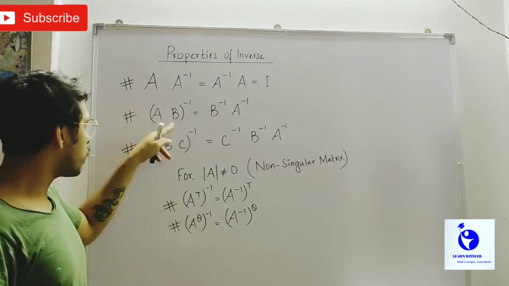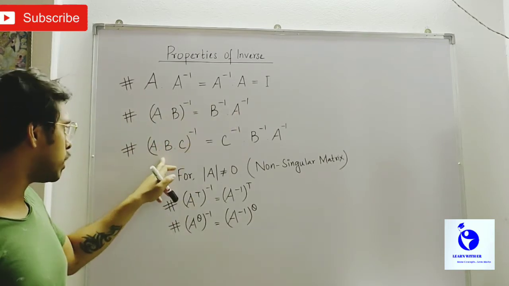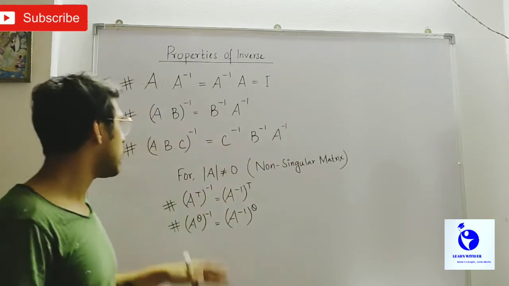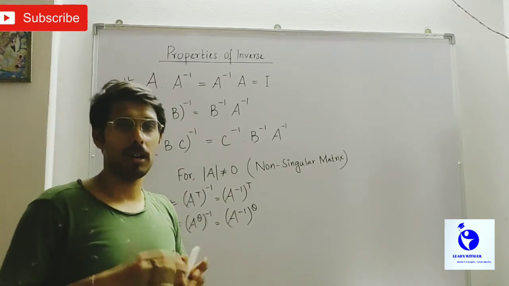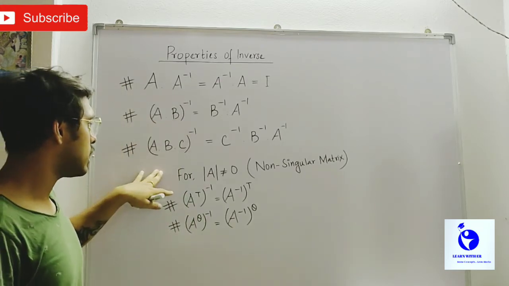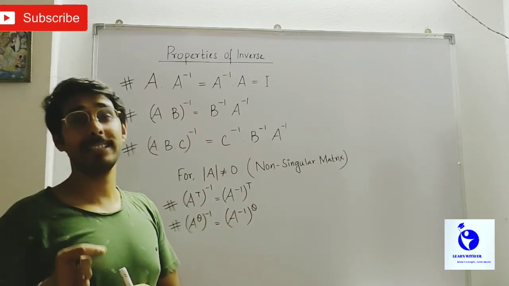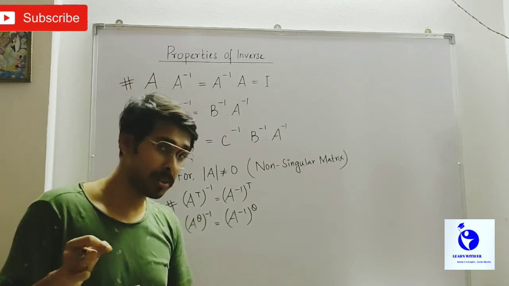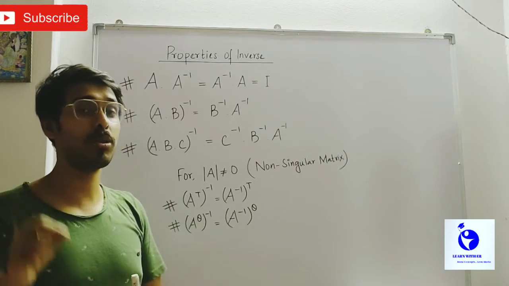Then (A dot B) whole inverse will be B inverse dot A inverse. (A dot B dot C) whole inverse will be C inverse dot B inverse dot A inverse. These rules are just as usual, you need to just follow these rules while you are going for the inverse of any square matrix. And finally, for a non-singular matrix. So what is a non-singular matrix? Whenever the determinant comes as a non-zero value. When the determinant is 0, that matrix is known as a singular matrix, and if the determinant is non-zero, that matrix will be a non-singular matrix.